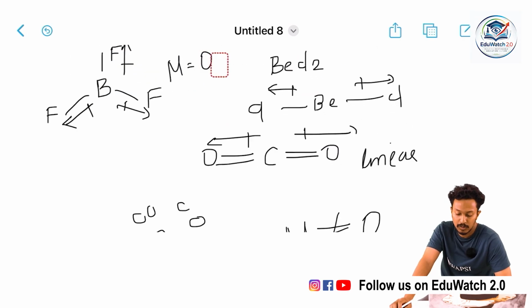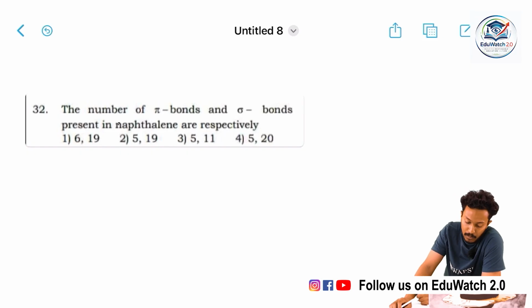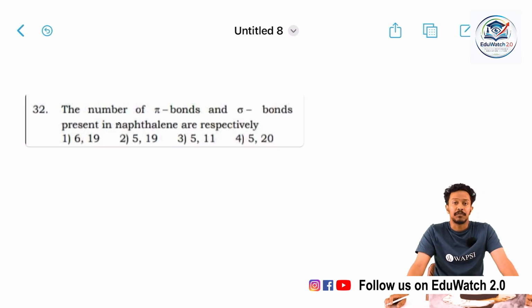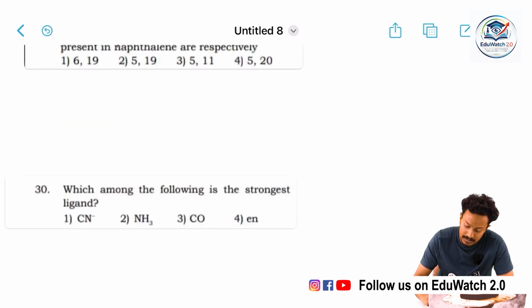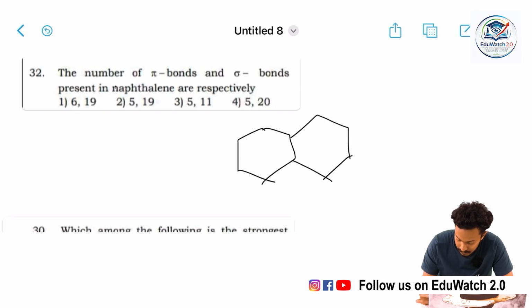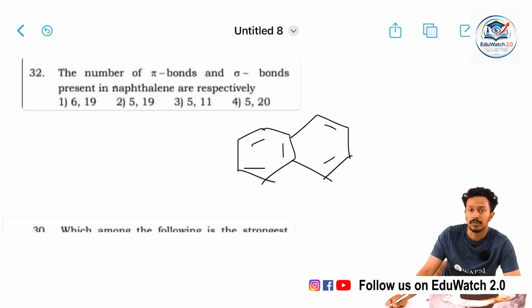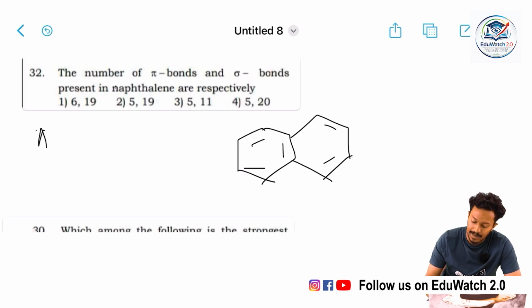We will be moving on to our next question. The number of pi bonds and sigma bonds present in naphthalene are, respectively. You do know about naphthalene, right? Two fused benzene rings is called naphthalene. See, this is the structure of naphthalene, which has 5 pi bonds. So the total number of pi bonds present in naphthalene is 5.